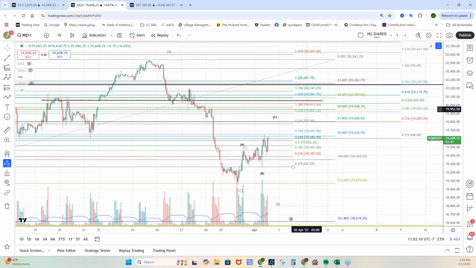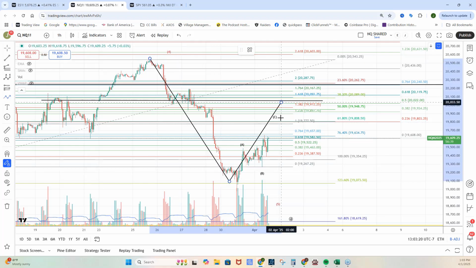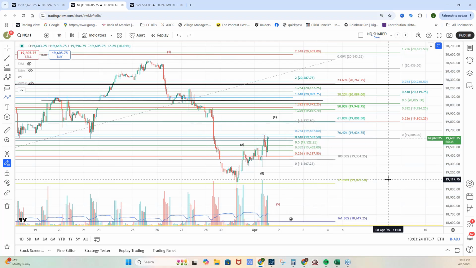And overall, we can see them push up into this 20,000 area pretty easily, even if it's a dead cat bounce where the top is in, right? And this is going to be A and B, and then we're going to start a C leg down that looks like that. So similar counts on both charts.